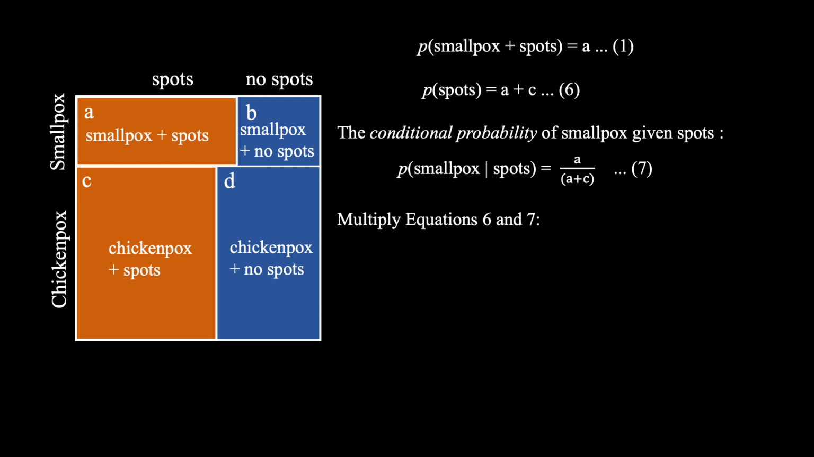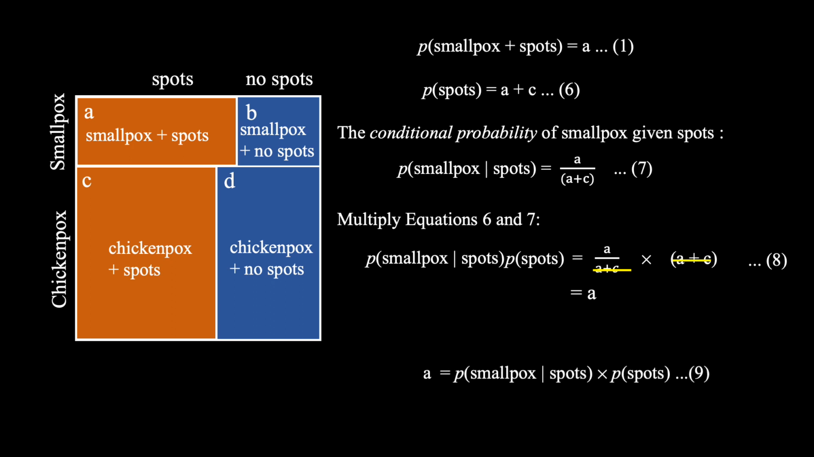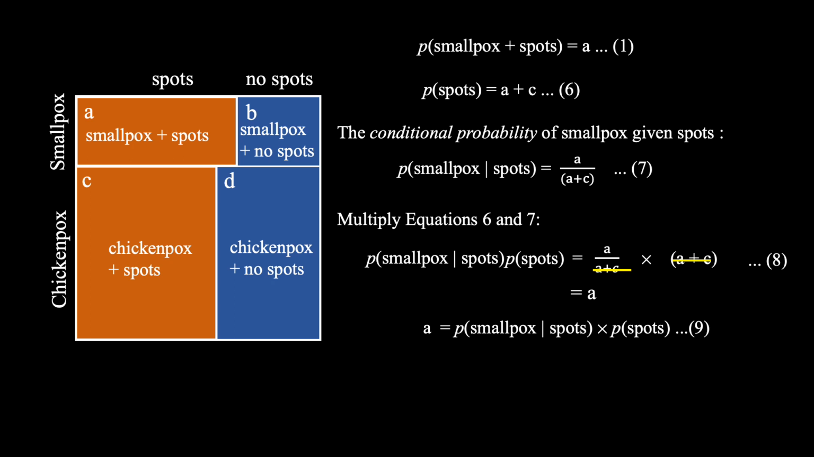If we multiply equation 6 by equation 7, then we obtain equation 8. And if we cancel the term A plus C on the right hand side, then that leaves A. For convenience, we rewrite equation 8 like this. We now have our second expression for the area A.